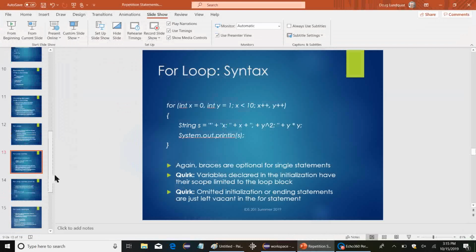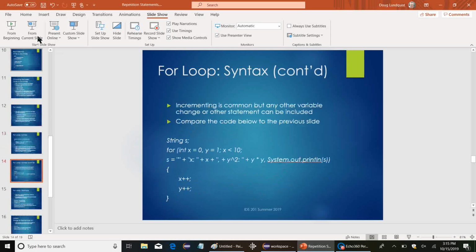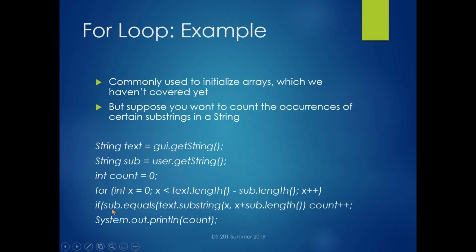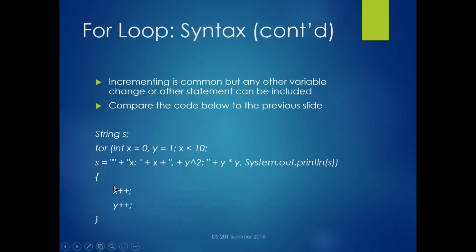Okay, a few more things to cover. So, number one, incrementing is very common as an ending statement for a for loop, but any other variable change or other statement can be included. For example, in this case, I include a string assignment and then printing out the string. So it doesn't have to be an increment or a decrement. And in this case, the loop statement itself is incrementing x and y.